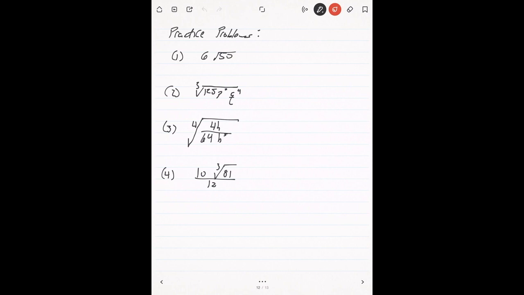So take a minute. Why don't we practice these problems here and see how you're coming along with them. In the first one, we have 6 times the square root of 50. In the second problem, we have the cube root of 125 p cubed q to the 4th. In the third problem, we're taking the 4th root of 4h over 64h to the 5th power. And in the fourth problem, we have 10 times the cube root of 81 over 12. So pause the video, take a couple minutes, practice these problems, and we'll come back and see how we do.